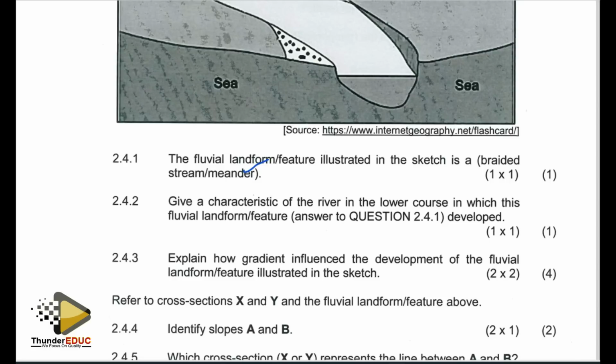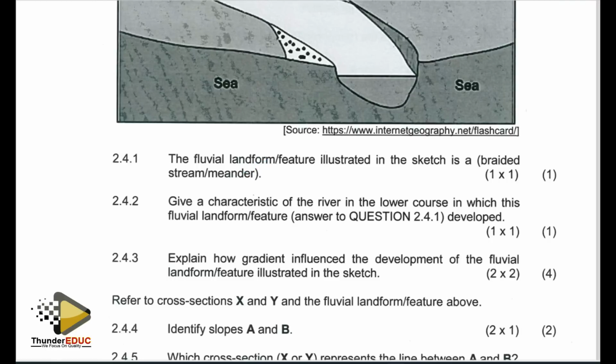And also, if you can check, the river is shallow. The river becomes shallower because of increased deposition. So basically, those are some of the features that you can figure out. The river is shallow, and there is slow velocity, and also the channel is wide, and there is a larger volume of discharge. Right, that is what happens in the lower course of the river.